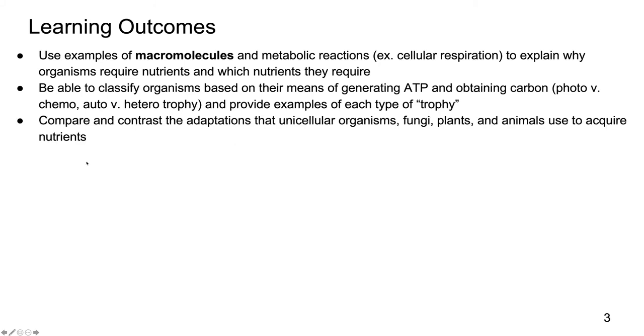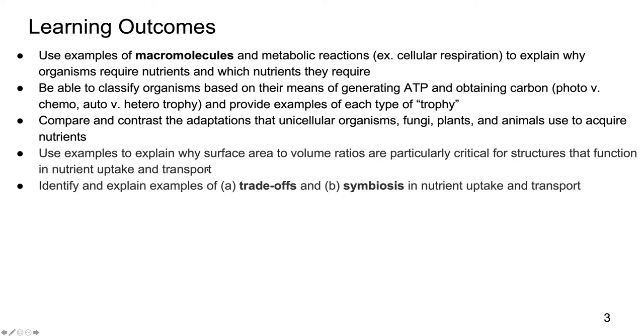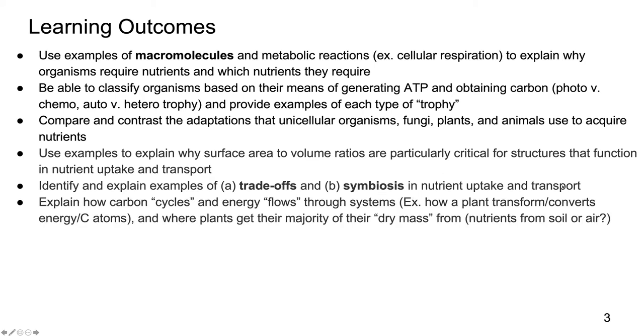So for example, plants are photoautotrophs. You should be able to compare and contrast the adaptations that unicellular organisms, fungi, plants, and animals use to acquire and transport nutrients. You should be able to use examples to explain why surface area to volume ratios are particularly critical for structures that function in nutrient uptake and transport. So I'll show you some examples of that. You should be able to identify and explain examples of trade-offs and also symbiosis in nutrient uptake and transport.